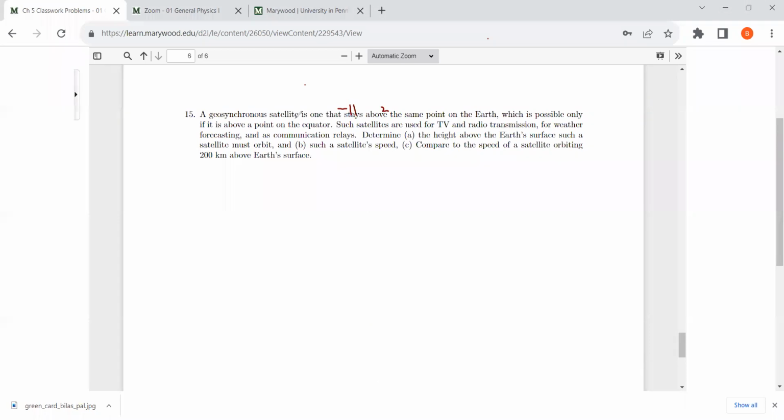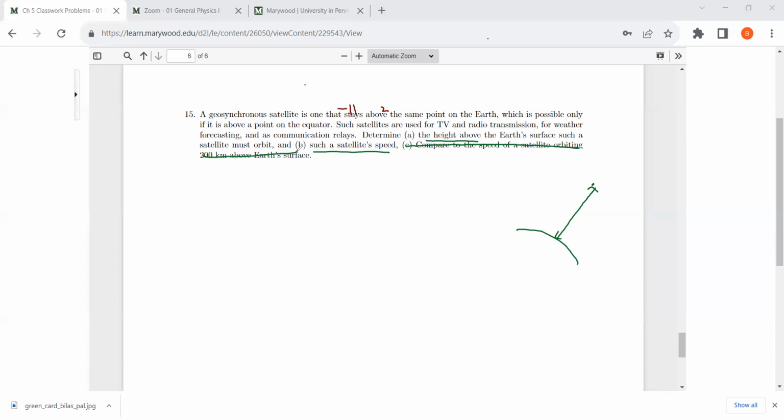The last problem is about the geosynchronous or geostationary satellite. It asks us to calculate the height of the geostationary satellite. So let's say this is the surface of earth. We have to basically calculate this distance for the first one, and the speed. I'm not going to do the last one. Let's just do the first two, the height and the speed.